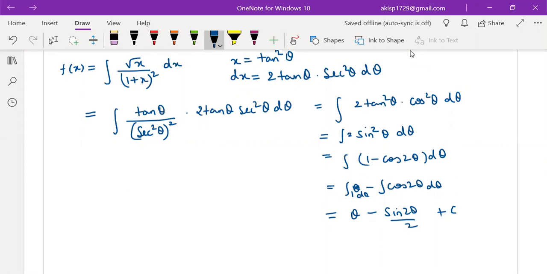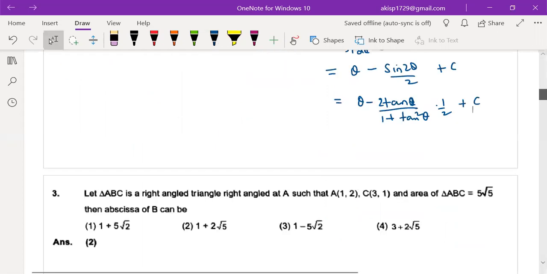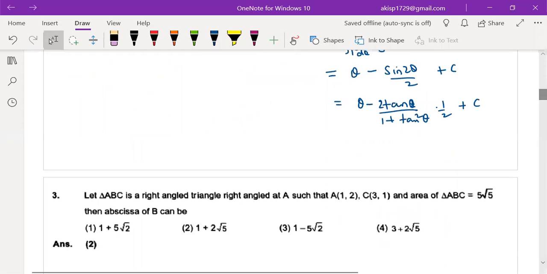This integral is in terms of sin theta, and we can convert it in terms of tan theta. So this is nothing but theta minus sin 2 theta, which is 2 tan theta by (1 plus tan square theta), into 1 by 2, plus this c. So we see that in this case, the function f(x) is nothing but theta, which is tan inverse of root x, minus tan theta.